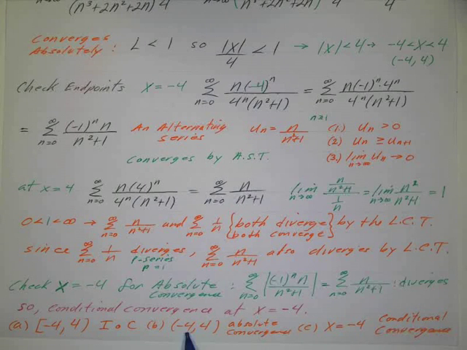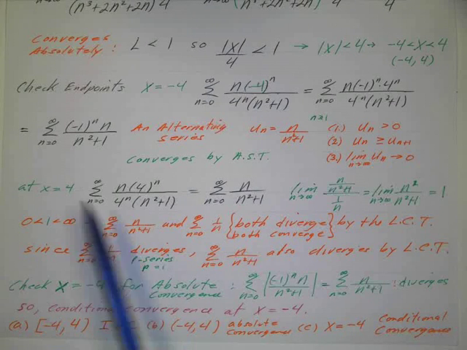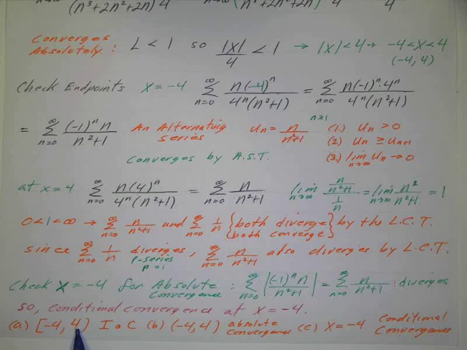Absolutely, I should say. It does not absolutely converge at negative 4. It converges, but not absolutely. So we showed that it converged by the alternating series test, but it did not converge absolutely. Therefore, it's in the interval of convergence, but it's not in the interval of absolute convergence. So what happens if it converges but not absolutely? That's what we call conditional convergence. So at x equals negative 4, we have conditional convergence.